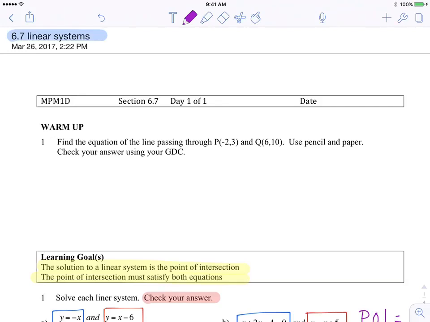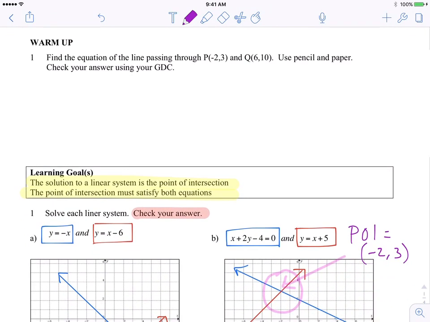Okay, today we're learning about linear systems, the last lesson in this chapter. Linear systems is simply math language to describe two or more equations considered at the same time. To get started, let's just look at this warm-up question.